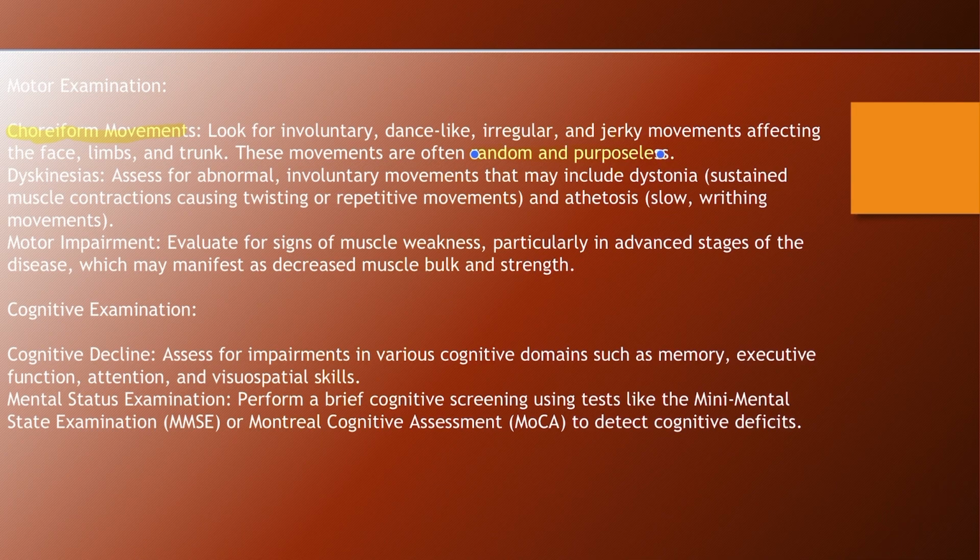You will also look for dyskinesias. So assess for any involuntary movements that may include dystonias. Dystonias are actually sustained muscle contractions causing twisting or repetitive movements. And another main differential is athetosis, which are slow writhing movements. You want to look for any motor impairments. So check the power, look for any signs of muscle weakness. Particularly, we can expect some muscle weakness if there is an advanced stage of the disease, which may manifest as decreased muscle bulk and strength.